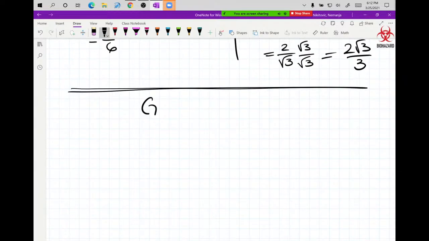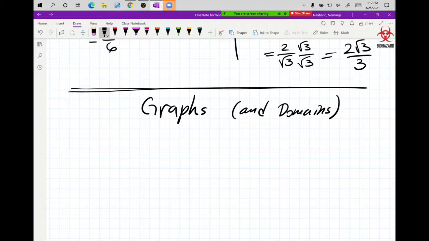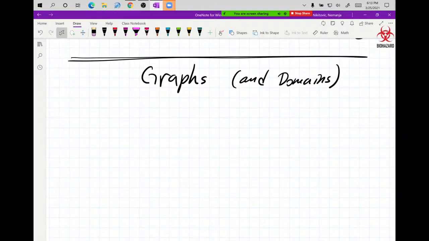Graphs and domains. We'll see what that means. So, I mean, maybe I should say domain, range. How about that? Let's put it this way: domain / range. Okay. So, how do we graph inverse trig functions?